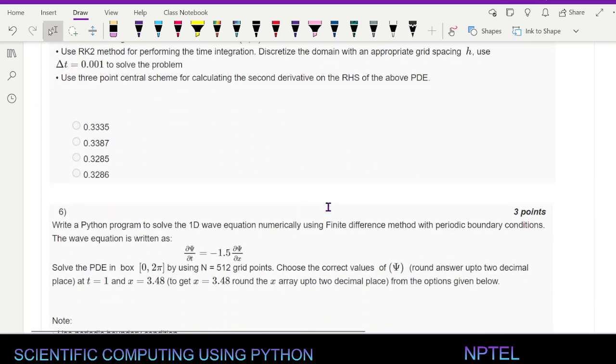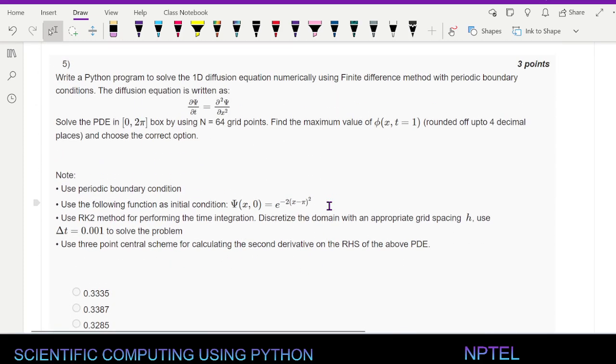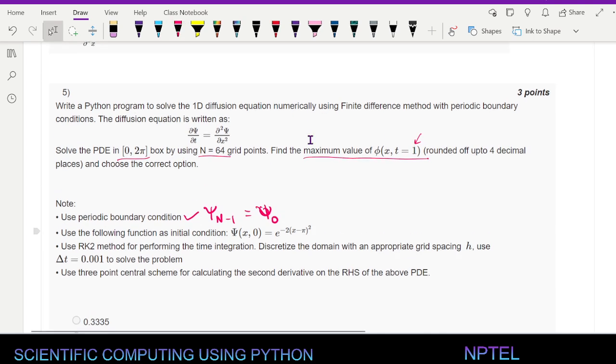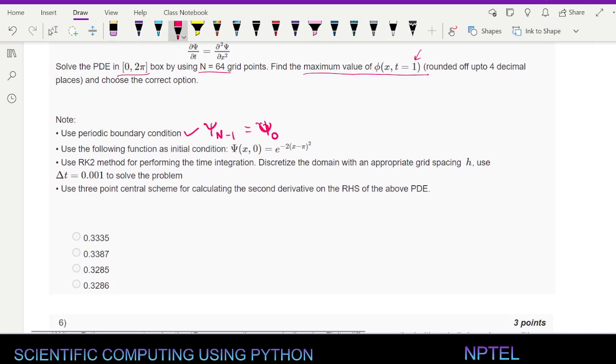Okay, and now we have two coding questions, so we'll look at both of them. First one is a diffusion equation, and everything is given. The box is 0 to 2 pi, grid points are given, and find the maximum value of phi of x at t equal to 1. This is the final time point, and we have to use a periodic boundary condition, which means we have to set psi n minus 1 equal to psi 0 every time. Okay, and the initial profile is this one.